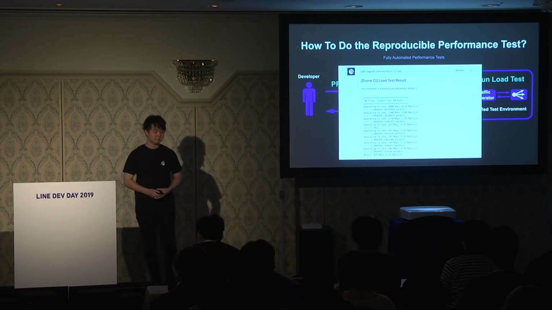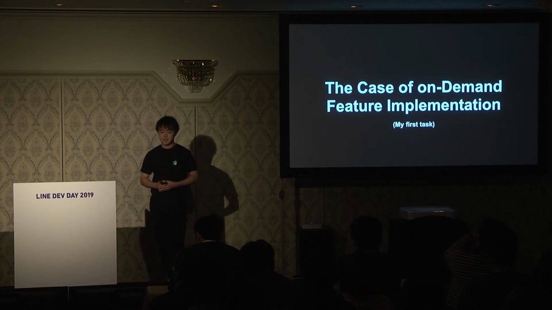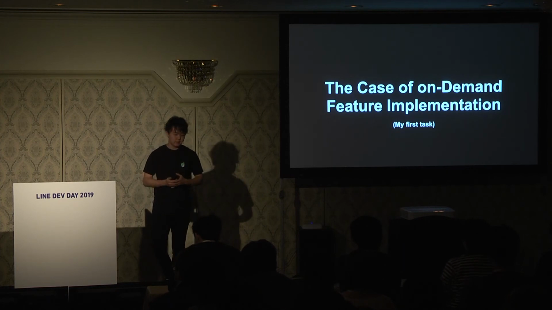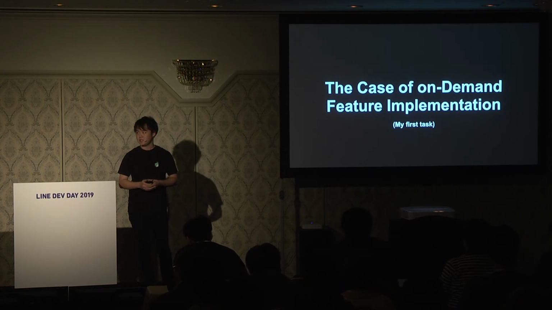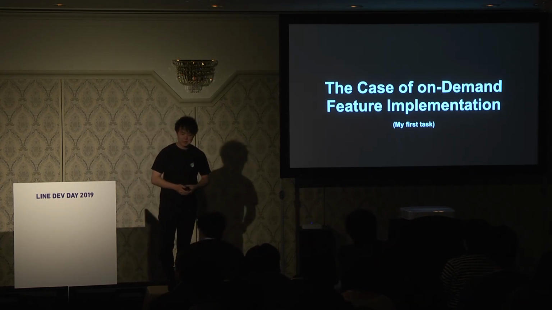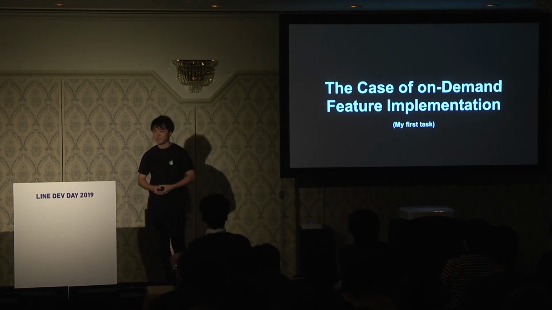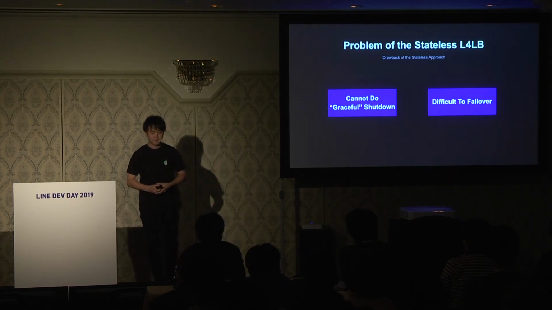So up to now, I talked about the homegrown development for the load balancer and also the engineering structure to ensure quality and so on. From here on, I would like to talk about the recent activities, the use cases in actuality where we added new functionality because of requests. This was my first task when I joined LINE, so I would like to have a deep discussion in terms of technology as well.